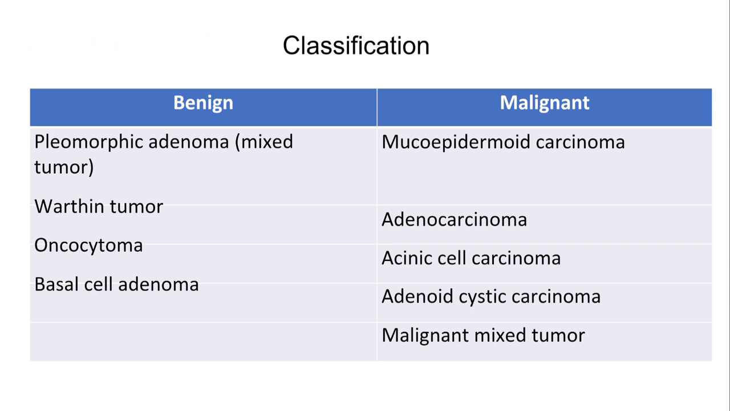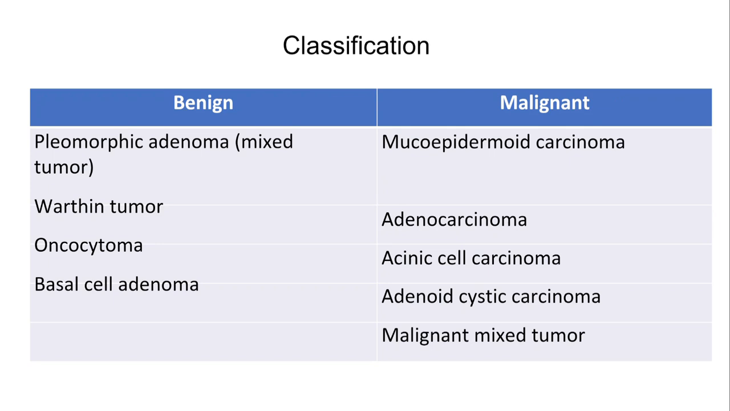When discussing the classification of salivary gland tumors, it is essential to understand the distinction between benign and malignant types. First, let's talk about benign tumors. The most common is the pleomorphic adenoma, often referred to as a mixed tumor due to its varied tissue types. Another prevalent benign tumor is the Warthin tumor, known for its cystic nature. Then we have oncocytoma and basal cell adenoma, both of which are less common but still significant.